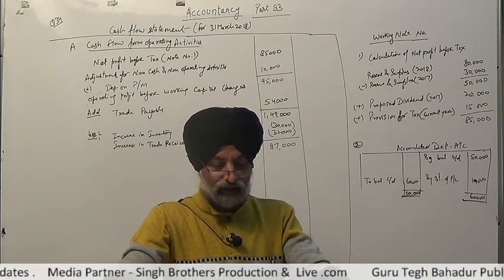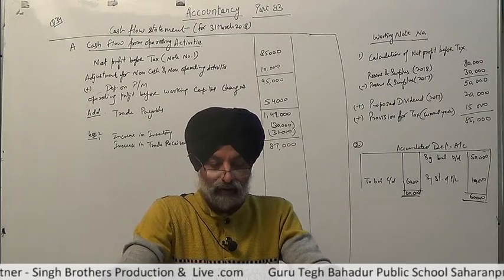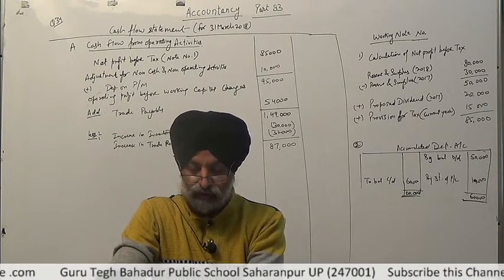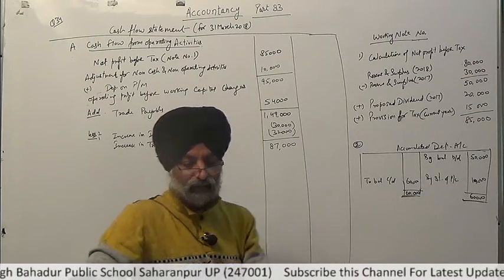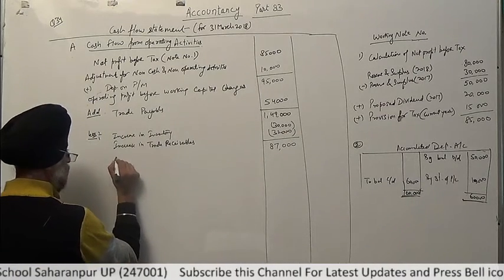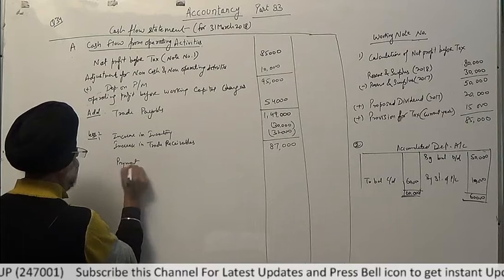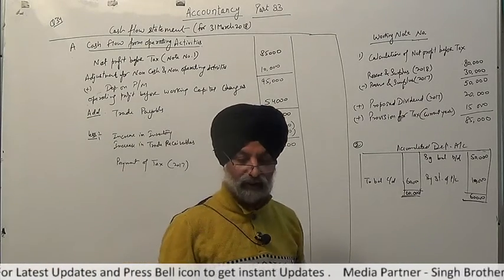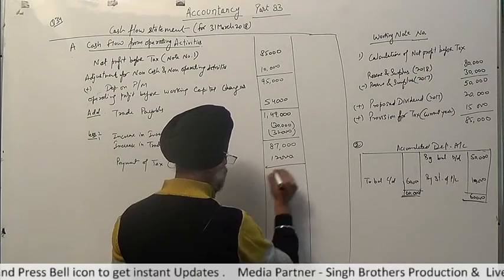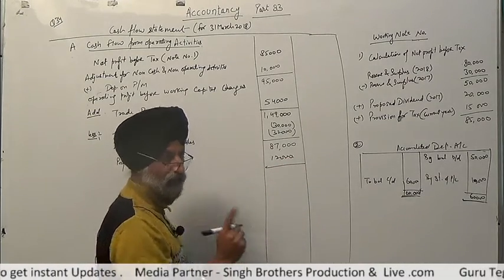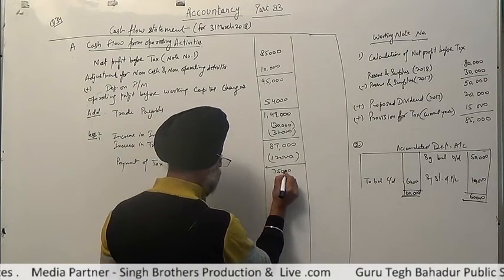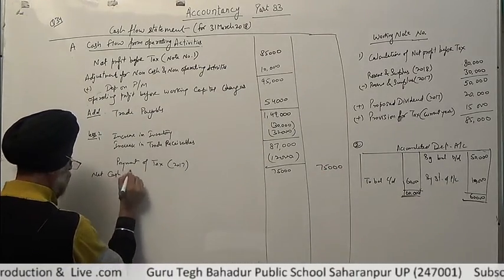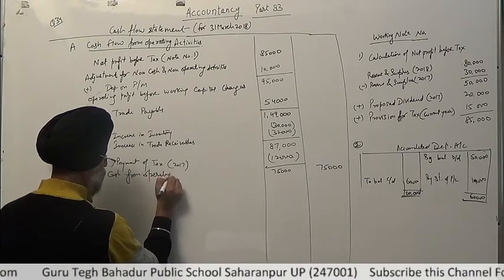Yes, after it, if there is any payment of tax, of course there is a payment of tax of rupees 12,000, which is given for 2017 in the balance sheet. Take it. Payment of tax: the tax that was paid for 2017, we have to remove that payment from this, so subtract 12,000 rupees. This will get 75,000, which is net cash from operating activities.